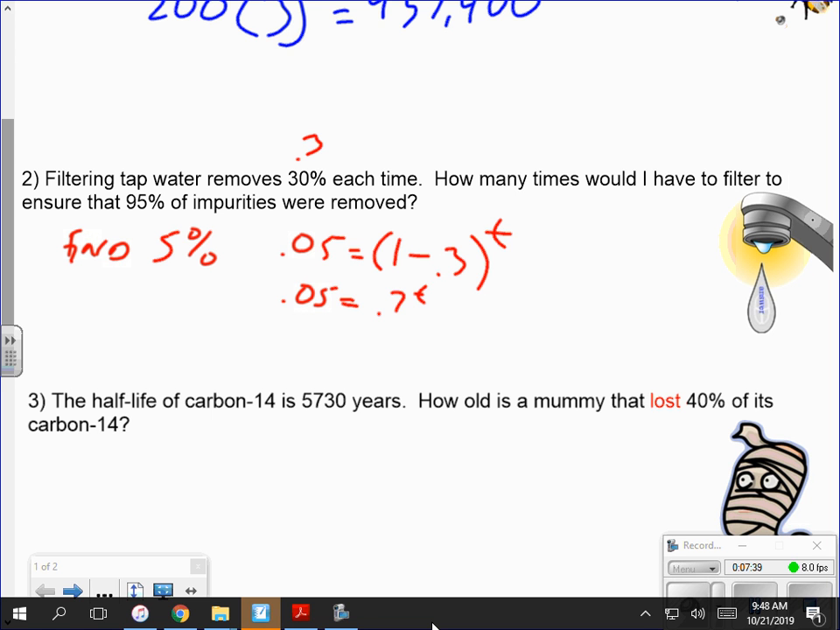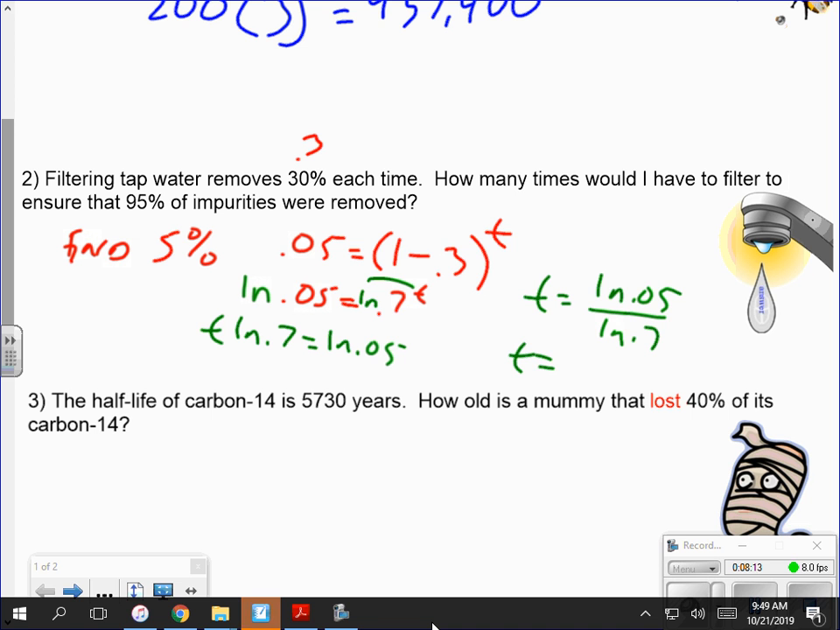Now, how do we solve this problem when we have an exponential and two numbers that we cannot make the same base? Take the log of both sides. Natural log, if you please. Bring the t down out in front. So I get t times the natural log of 0.7 equals the natural log of 0.05. Divide both sides by the natural log of 0.7, and t equals the natural log of 0.05 divided by the natural log of 0.7. And t is equal to 8.39.